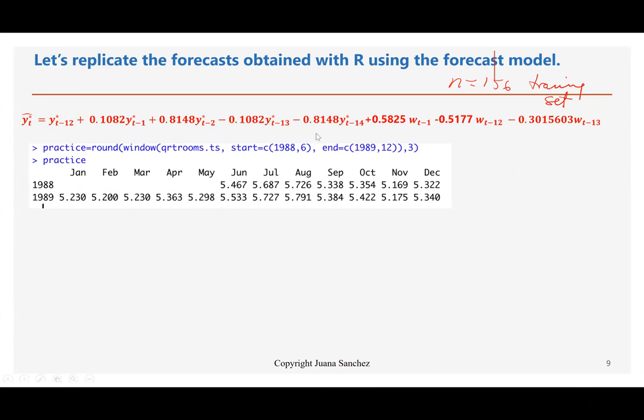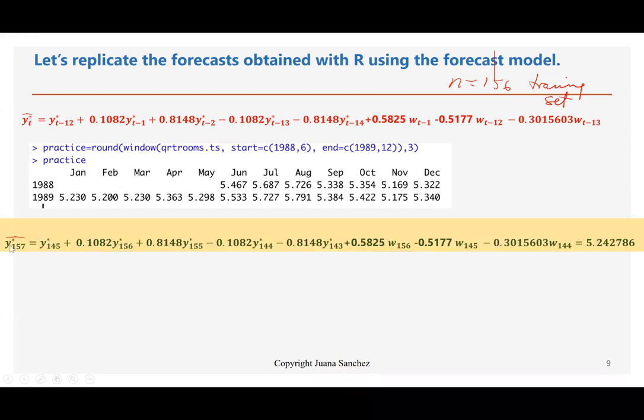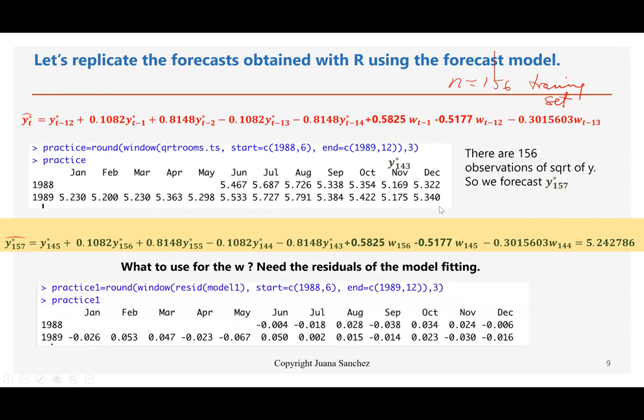Excuse me. So what I'm going to do is show you how we use this equation, right? To forecast, let me write everything for you here, okay? So notice what each observation is. Time means the time index, right? So December 1989 is the 156th observation. November 1989 is the 155th observation.